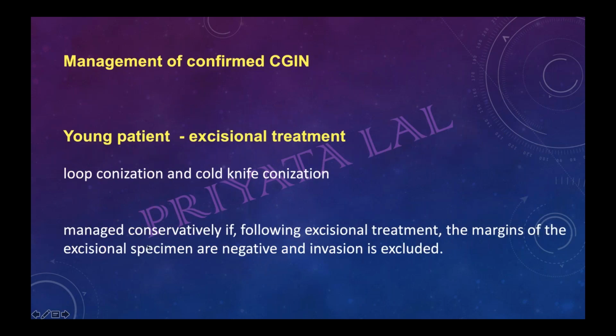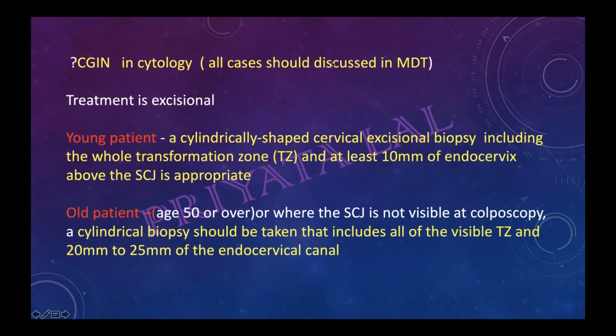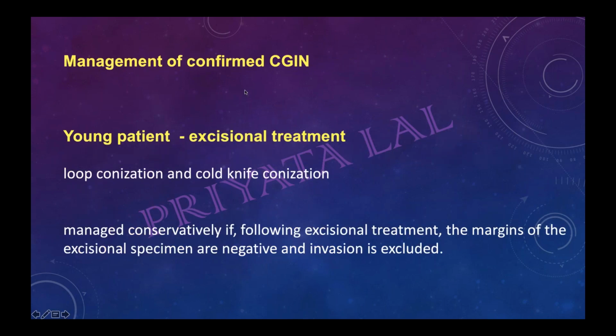So now you have got a confirmed case. This was the cytology. Now the case is confirmed for a young patient. Again, it is the same thing, the excisional treatment. So what can be done? It is the loop conization, or it could be the cold knife conization. This conservative management can only be done if the margins are negative and invasion has been excluded. So these are the options of excisional treatment for a young patient.